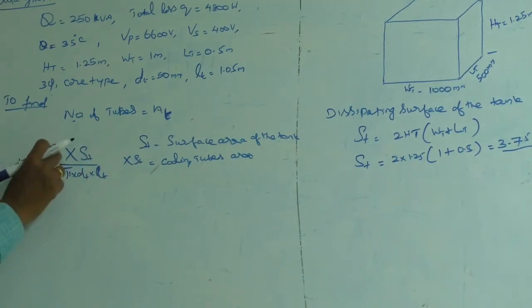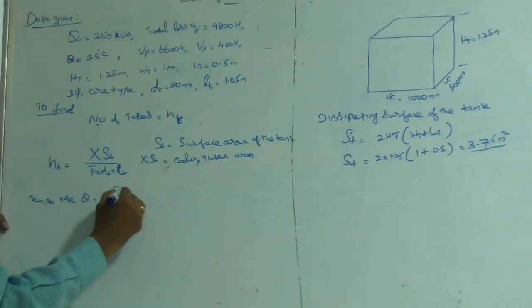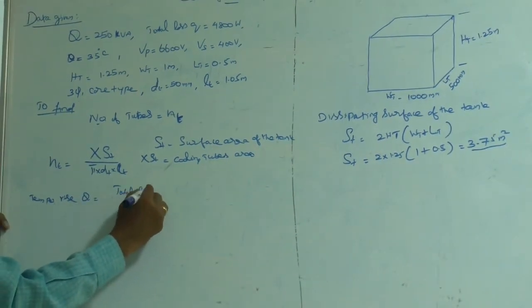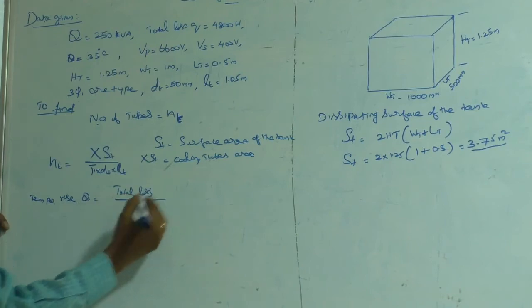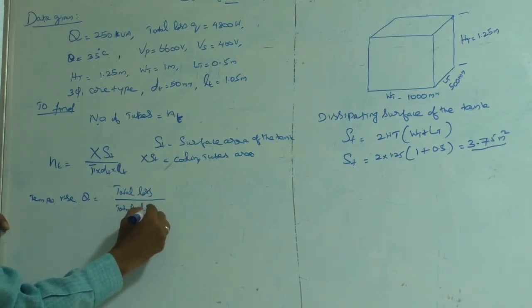Now to identify this x ST, we have to use these formulas. There is a formula which states that the temperature rise theta is equal to the total loss, that is 4800 watts, divided by the total loss dissipated.